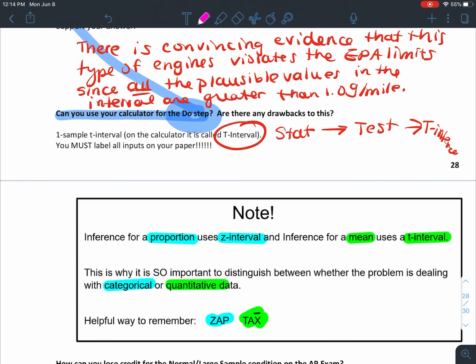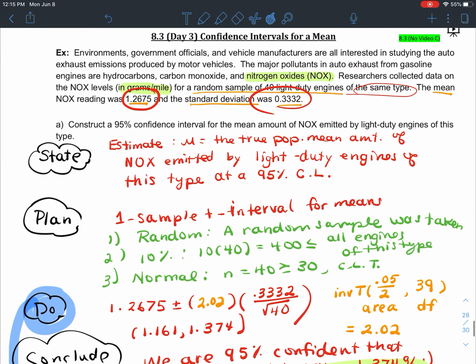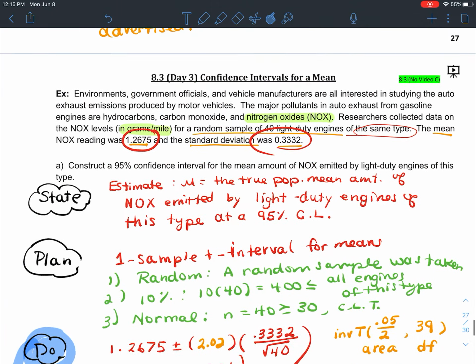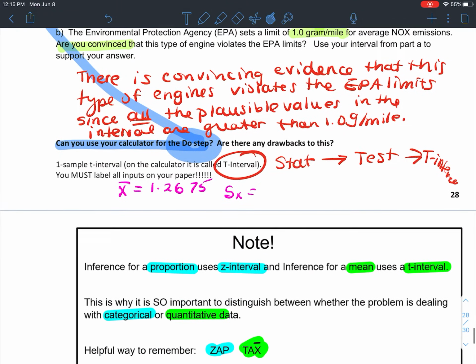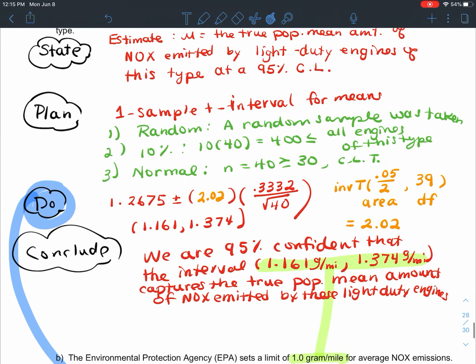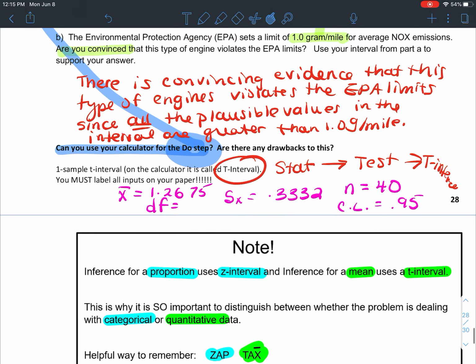What you would have to write down, though, is you have to write down all the inputs that you are putting into your calculator. Okay, so you would put down what you're typing in, 1.2675. You would be putting in, what is this, 0.3332. Okay, you would put in your sample, anything it asks you, this is what you put down. Okay, you put your confidence level, and then the other thing you have to report is you have to report the degrees of freedom. You absolutely have to do that. And so that is 39, okay?